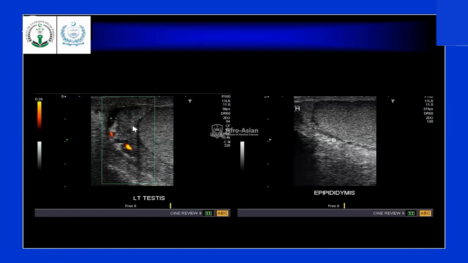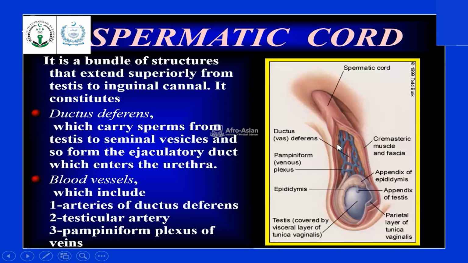This is the head of the epididymis and body. Here you can see the head and then the body. Spermatic cord: it is the bundle of structures that extends superiorly from the testes to the inguinal canal. It constitutes the ductus deferens and blood vessels. The ductus deferens carries sperms from the testes to the seminal vesicles and so forms the ejaculatory duct, which enters the urethra.